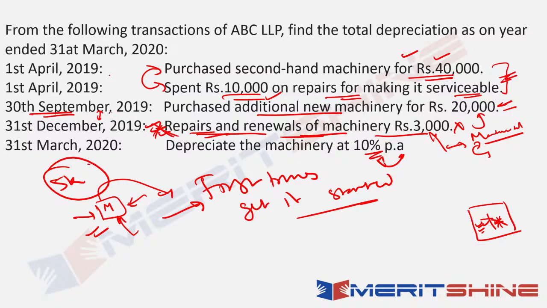This 30K is for how many months? September, October, November, December, January, February, March. 6 months. 6 months means 2,000 would have been for a year, so for 6 months it will be 1,000. 5K plus 1K is the total depreciation which will be charged.